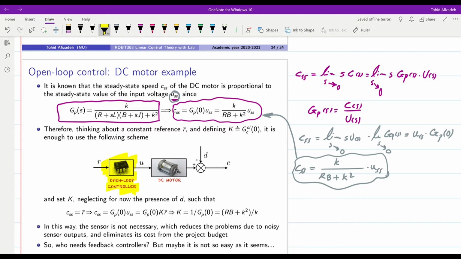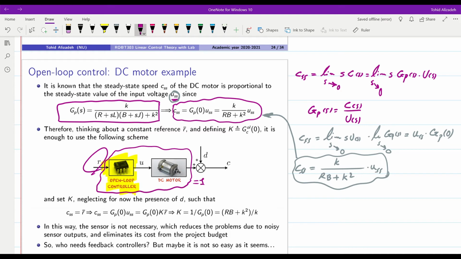We have the open loop controller here, which determines the input voltage for the DC motor. Since we are the ones designing the controller, we have the opportunity to design it so that CSS, the actual steady state speed of the motor, is equal to the reference value that we have received. Here we have the reference value.